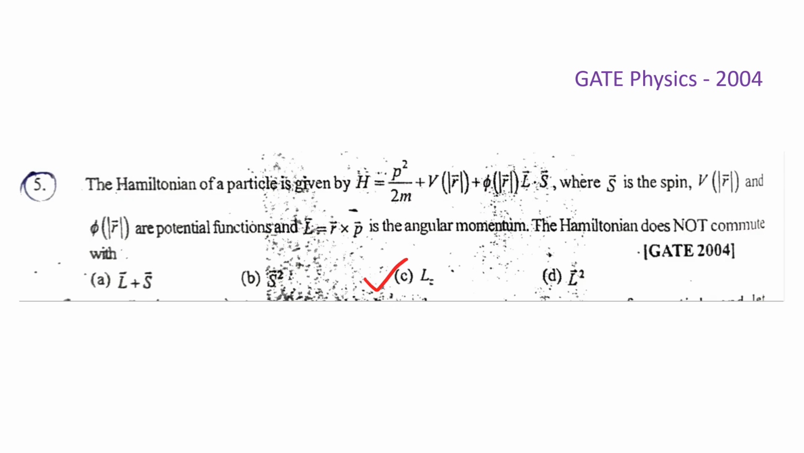So from the explanation, we found that the Hamiltonian of this system doesn't commute with option C, that is Lz.